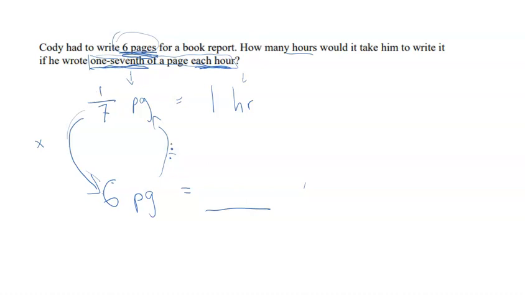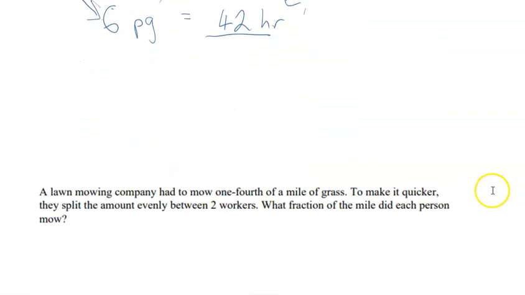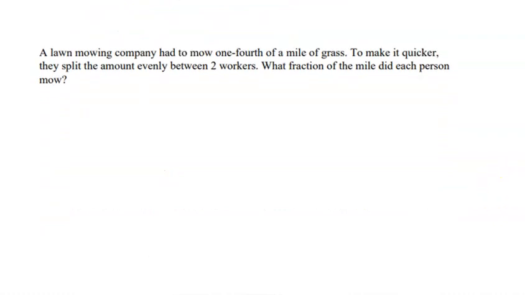So I'm going to put that in the calculator. 6 divided by 1/7 is actually 42, and I can check that by doing 1/7 multiplied by 42 will get me 6. So if I know that that is the jump from 1/7 to 6 pages, then I apply that same jump over the other side, and it is going to take him an entire 42 hours for this book report. It's quite a lot, but that's it. Okay, that's one example. I'm going to go through another example for you.